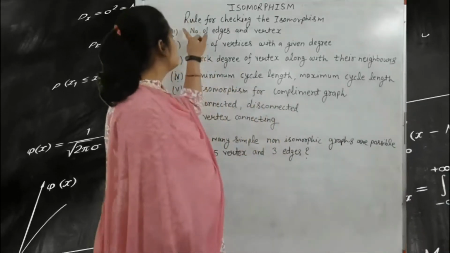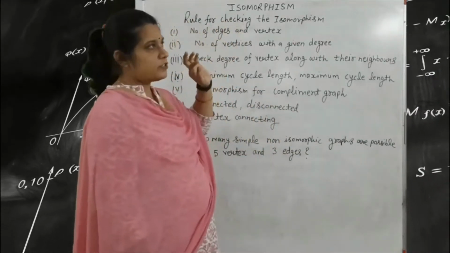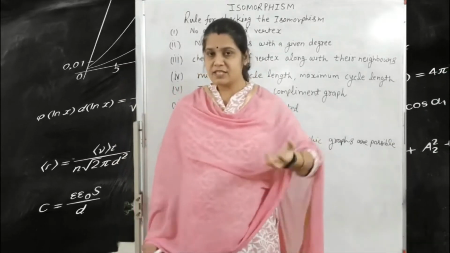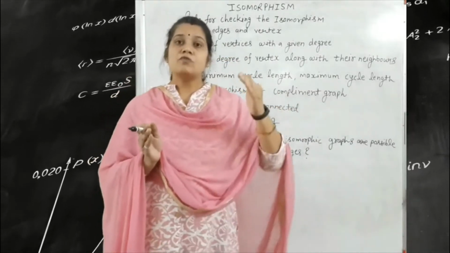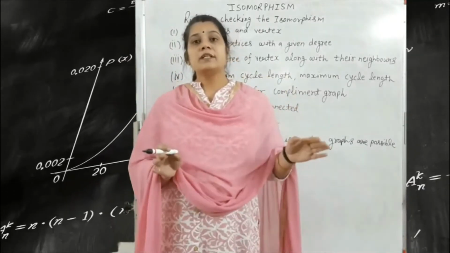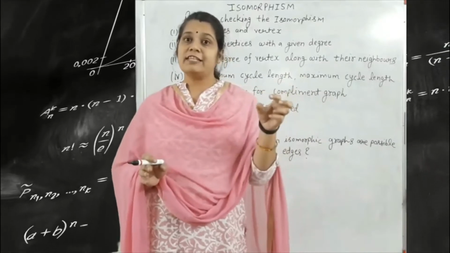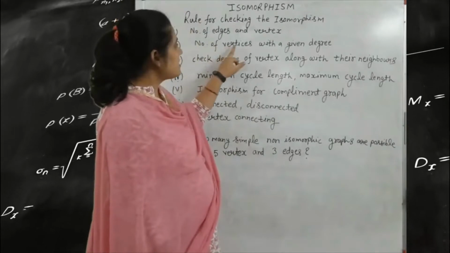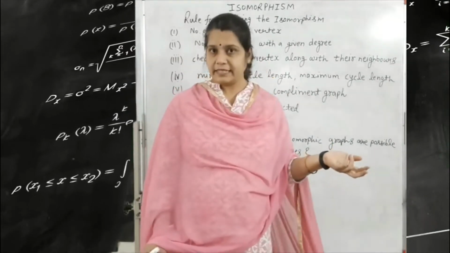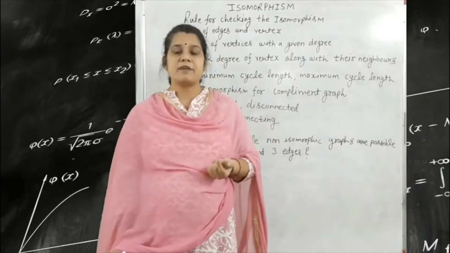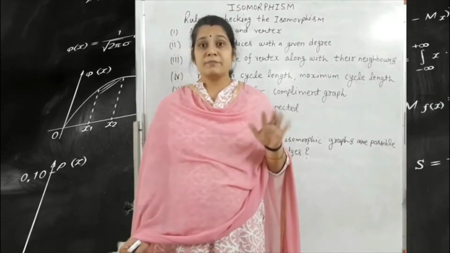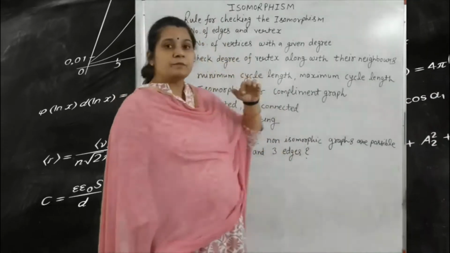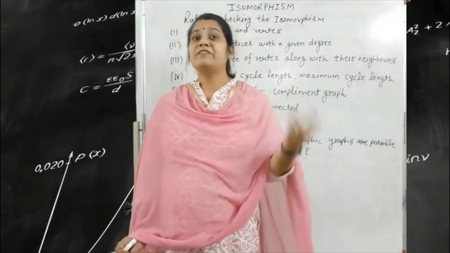Okay. So the first rule for checking the isomorphism is the number of edges and vertices. That means we are given two graphs, so first you check whether the number of edges and vertices of both the graphs are the same. Second one is the number of vertices with a given degree. If the first condition is satisfied, the given graph may be isomorphic. Got it? So we check the second property, the number of vertices with a given degree.